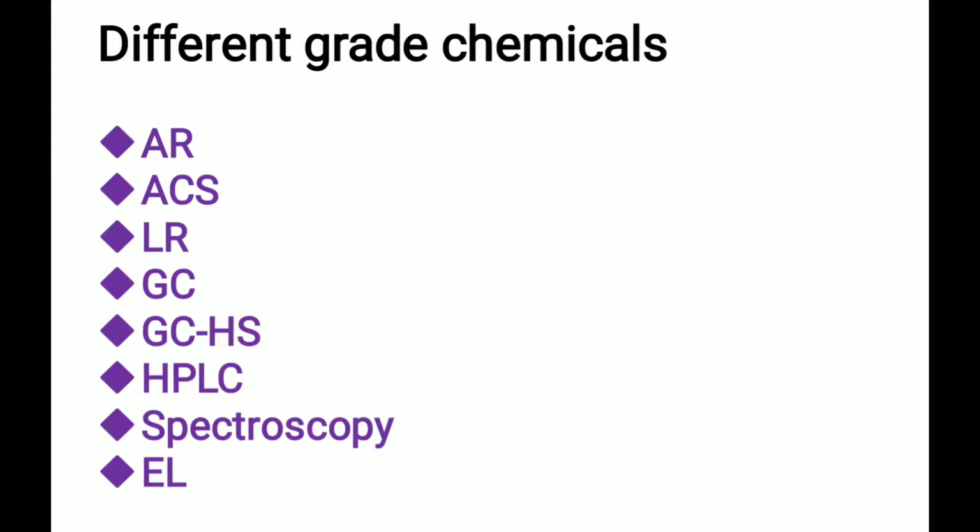The third one is LR grade, which is also known as laboratory grade. This grade is known for its lower purity as compared to the analytical grade and ACS grade, and it is used where the quantitative part is not that important during chemical analysis.